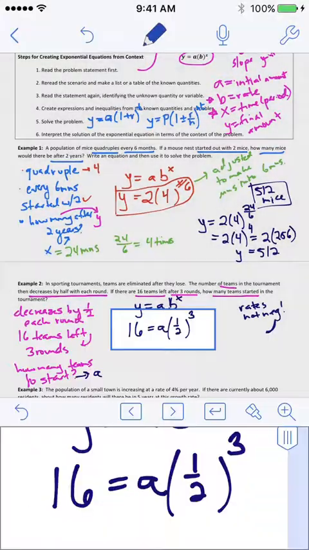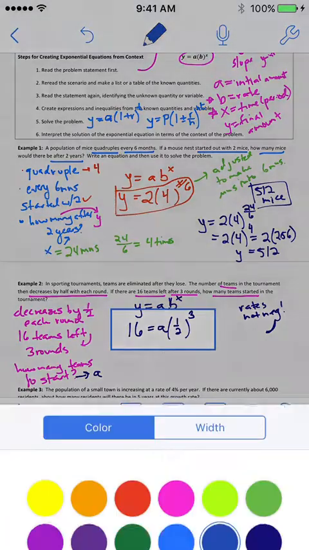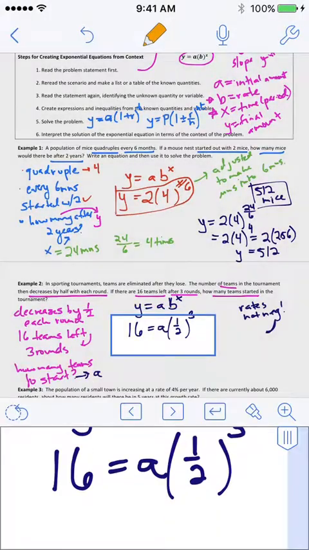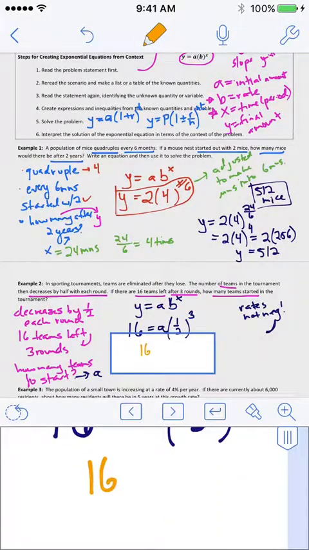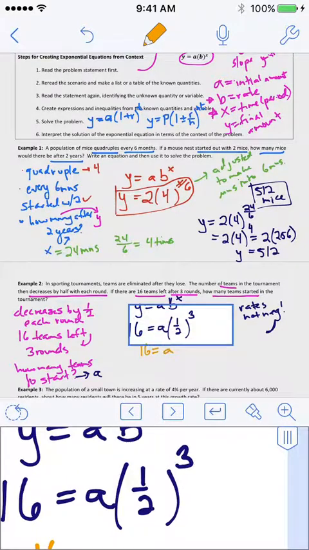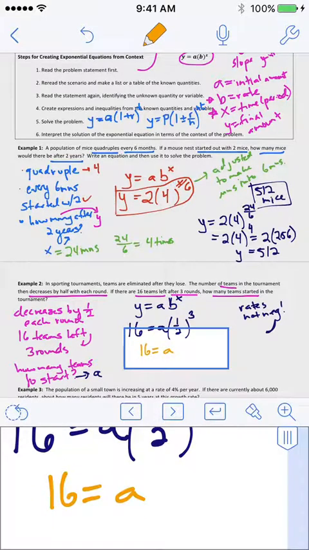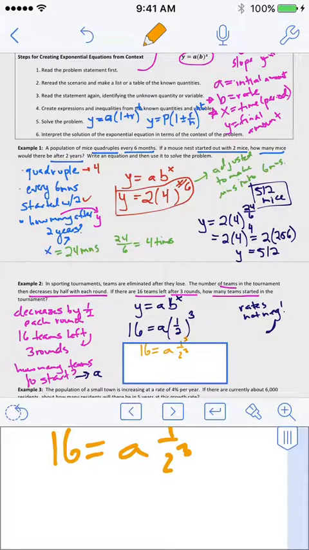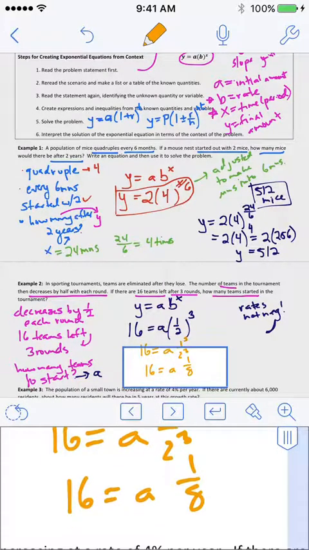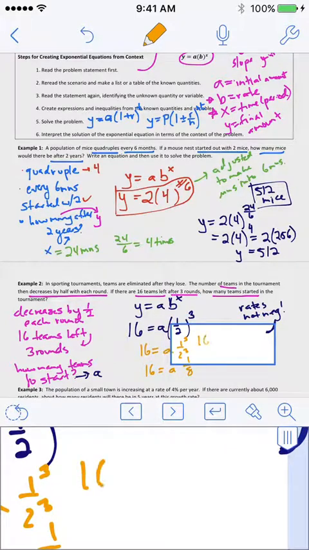So we translated. Yay, go us. Let's use orange. So now I've got 16 is equal to A times 1/2 to the third. What is 1/2 to the third? By the exponent property, that's 1 to the third over 2 to the third, or in other words, 1/8.